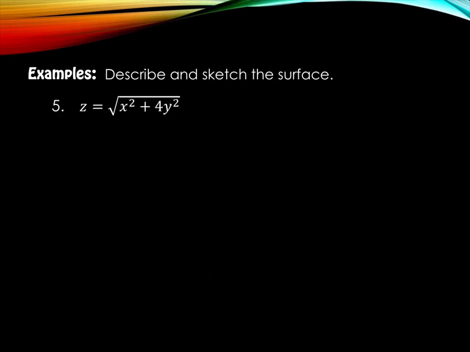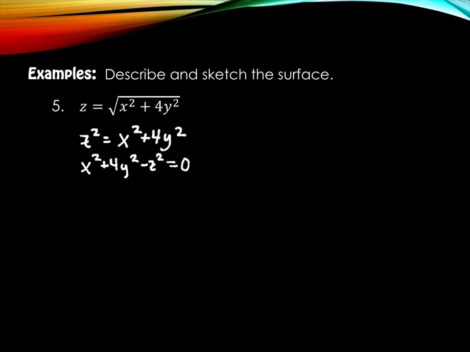Okay, how about number 5? It kind of looks like a circle. So number 5 doesn't quite look like any of them, but we can manipulate it. What could we manipulate it to do? Square it. So I can have z squared equals x squared plus 4y squared. Then what? Subtract z. Okay, so x squared plus 4y squared minus z squared equals 0.